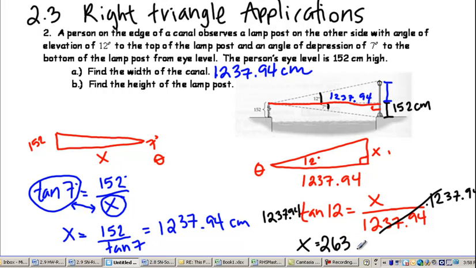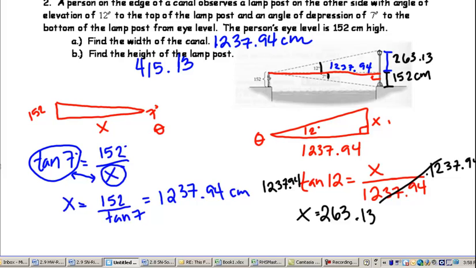263 centimeters and 0.32, so 263.15. So you just have to add those two together, and then our distance, or the height of the lamppost, is 415 centimeters and 0.13.